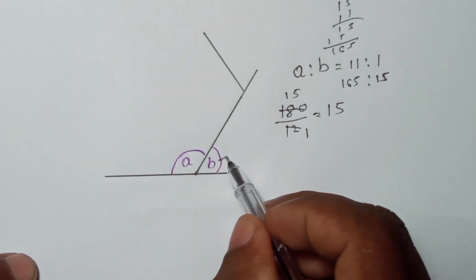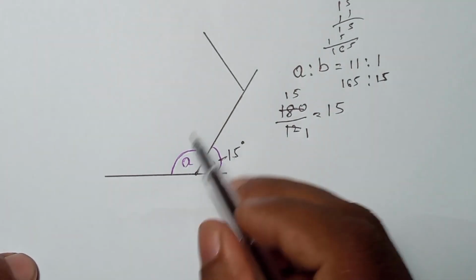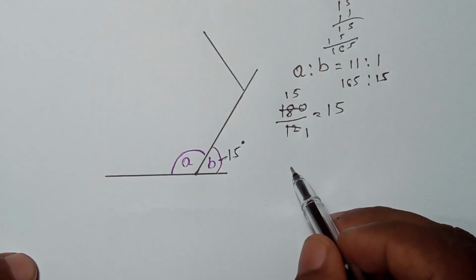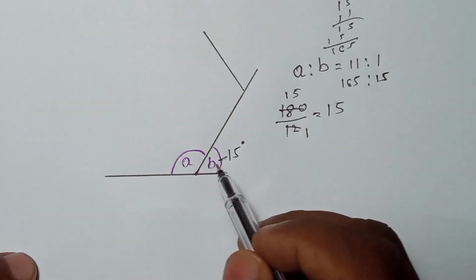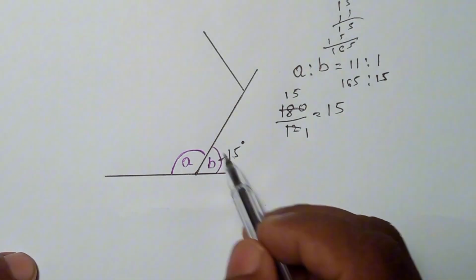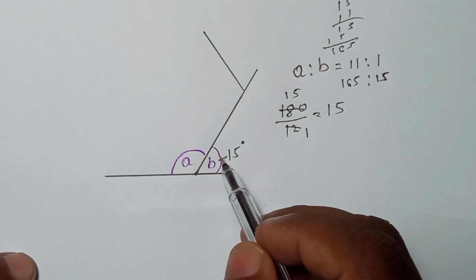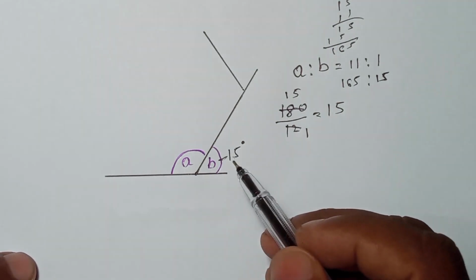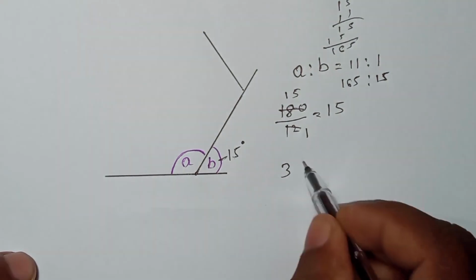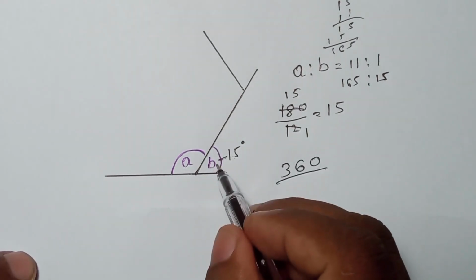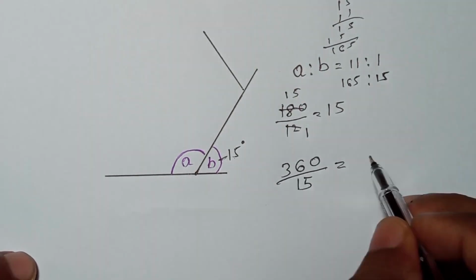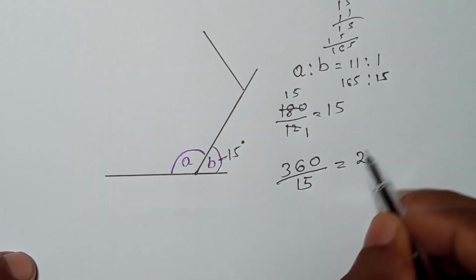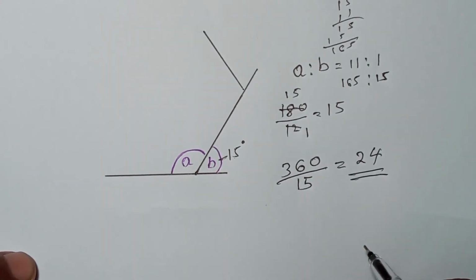Okay, now this B is 15 degrees. So very simple, you can find the number of sides. How can we find it? Always remember this: it must be a regular polygon first of all. If you have a regular polygon and the size of the exterior angle, you can find the number of sides. How? Very simple, 360 divided by the exterior angle size. Here you have divided by 15. So what's the answer? When you divide by 15, it will be 24. So the number of sides is 24.